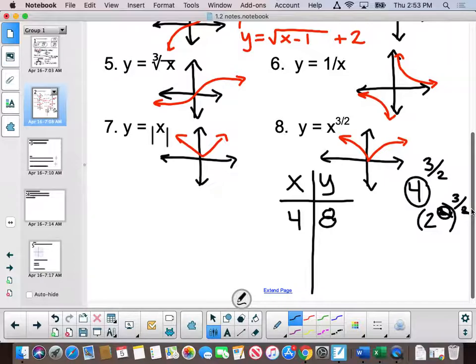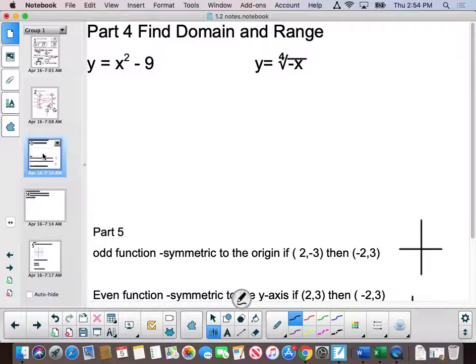So just because you don't know what this looks like, you can always plot points to figure out what a graph looks like anytime in math, right? So it might not be perfect, but okay, moving on.